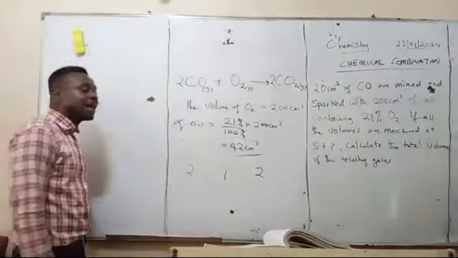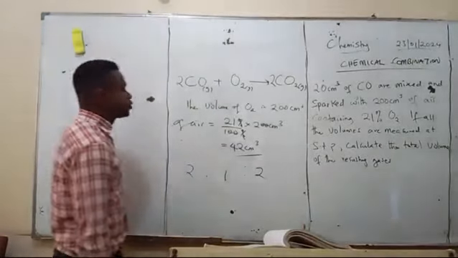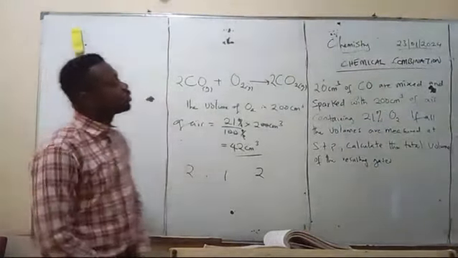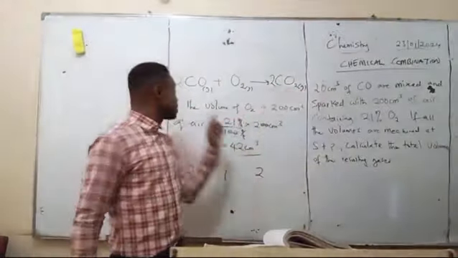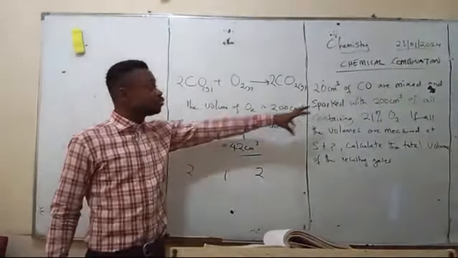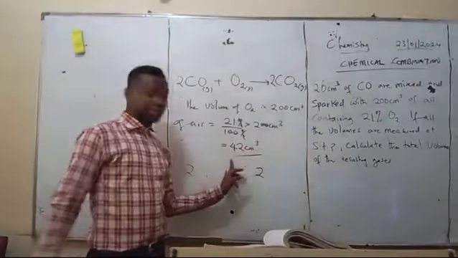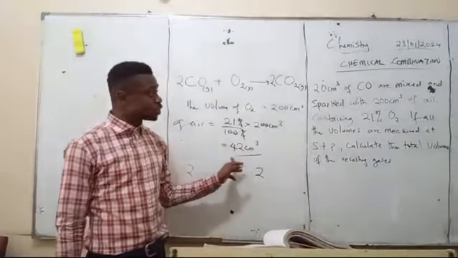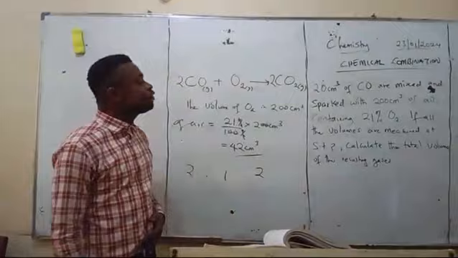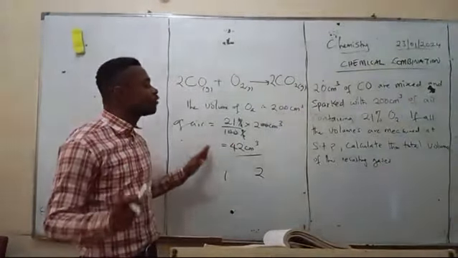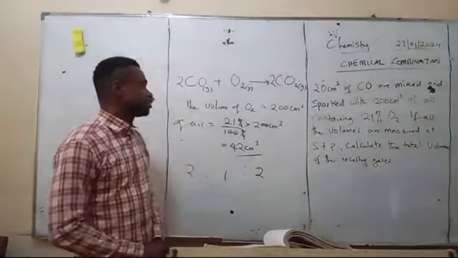Now, let us do the calculation. We are told that 20 cm cube of this was mixed and sparked with 42 cm cube of oxygen. Hope you know now, 42 cm cube. Now, if all the volumes are measured, calculate the total volume of the resulting gases.